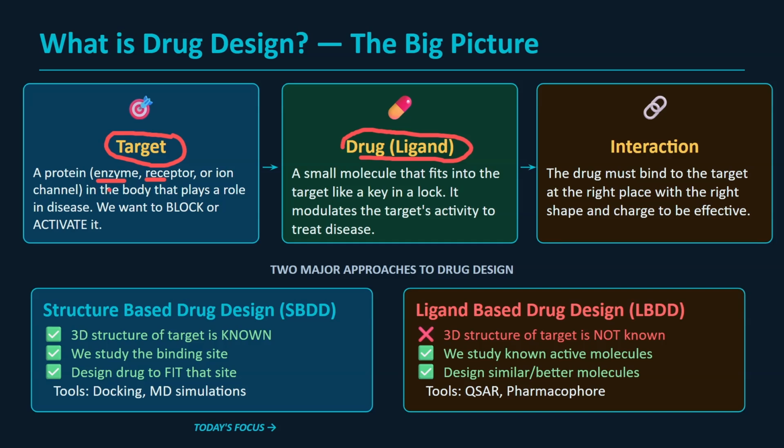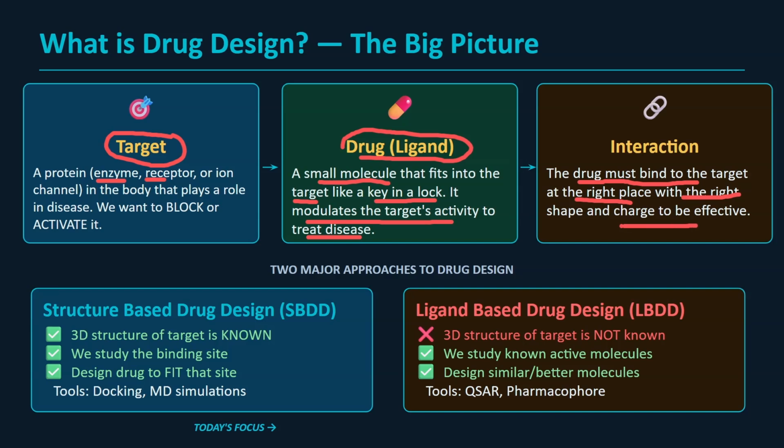For example, in cancer, various enzymes are overactive. So, target could be anything. On the other hand, drug is a small molecule that we design to interact with its target, like a key in a lock, where it modulates the target's activity to treat a disease. So, in drug design, the drug must bind to the target at the right place with the right shape and the charge to be effective.